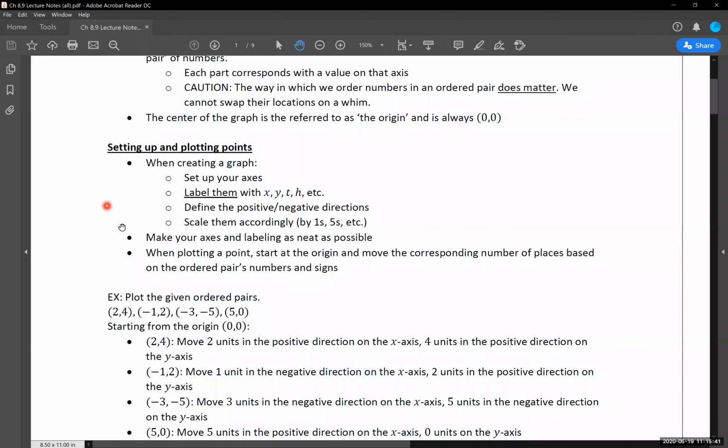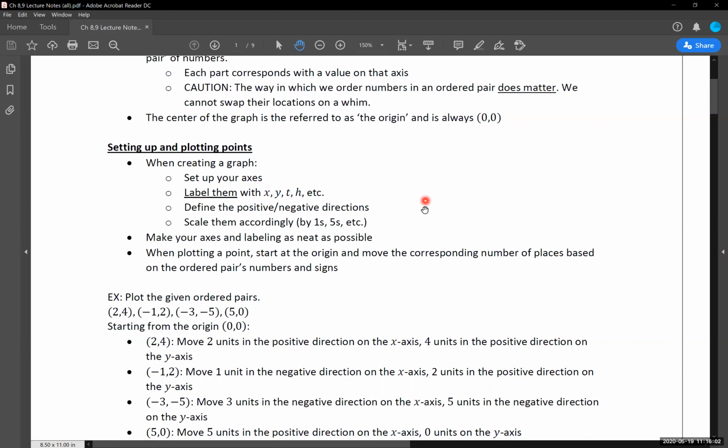So the other part, again, that goes along with a lot of this graphing, make sure that your axes and your labeling and your setup for all of this is as neat as possible. The more that you have to guess at what you've written, the harder this thing is going to be. And we don't want things to be that much harder for ourselves if we don't have to make it that way.